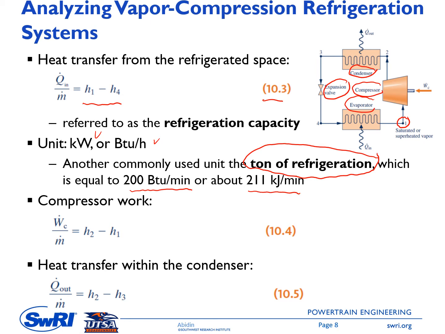The next parameter is the compressor work. We know the compressor requires work, and there will be work from outside going into the system, but once again, we want to have a positive number in the analysis. Therefore, we use this formula 10.4 to calculate the compressor work. So this is h2 minus h1. So it's positive. And then the heat transfer within the condenser, equation 10.5. So this is h2 minus h3. This is also a positive number there. But in the exam, I'm okay if you want to use a negative number as long as it is consistent.